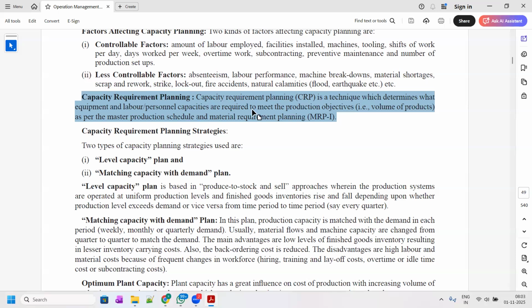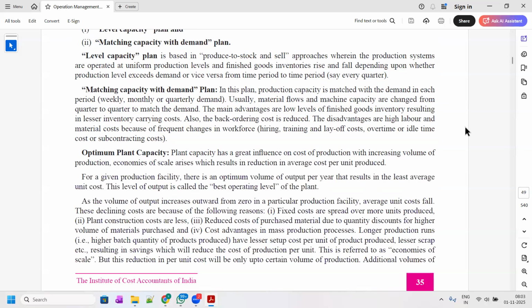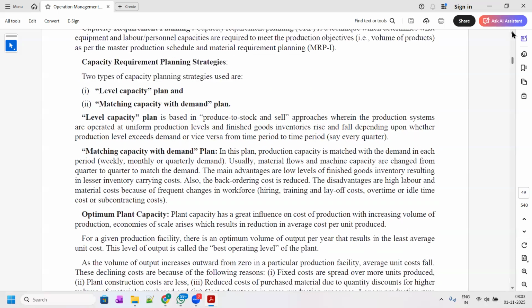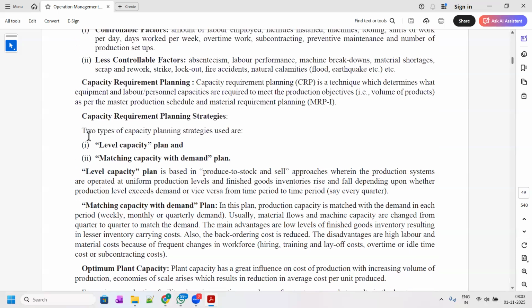Okay, then we'll talk about the strategies. There would be different strategies. Whenever we talk about strategies, basically we are talking about two kinds of capacity planning strategies: a level capacity plan, or matching the capacity with the demand plan. So basically, we talk about two kinds of strategies.